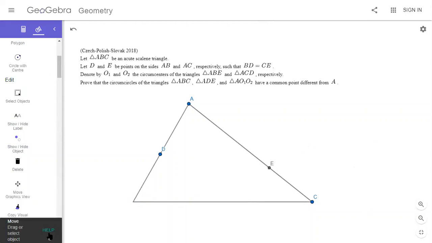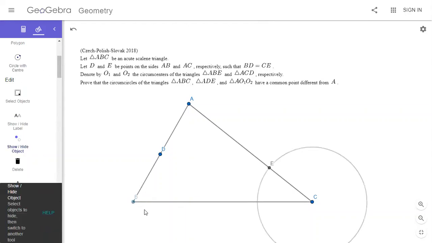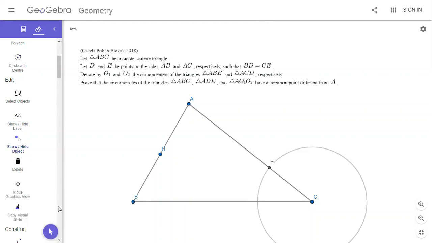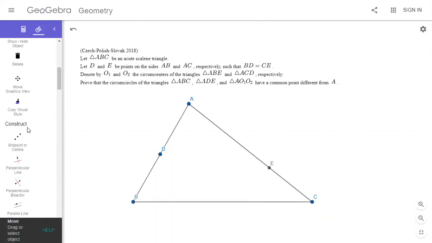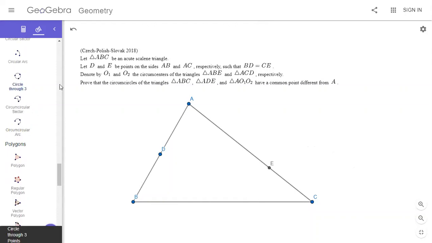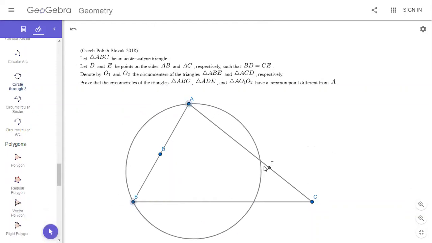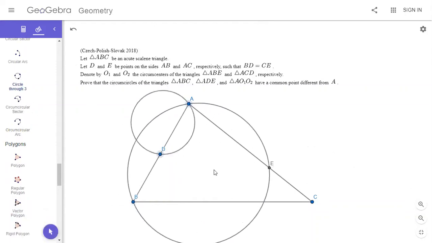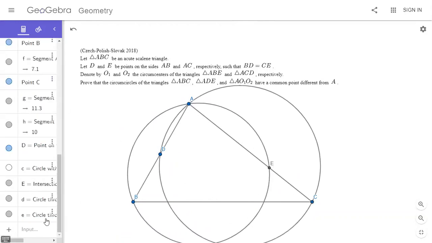Let O1 and O2 be the circumcenters of ABE and ACD. All right. So, oh yeah, there's like a lot of circles in this question. So ABE and ACD.